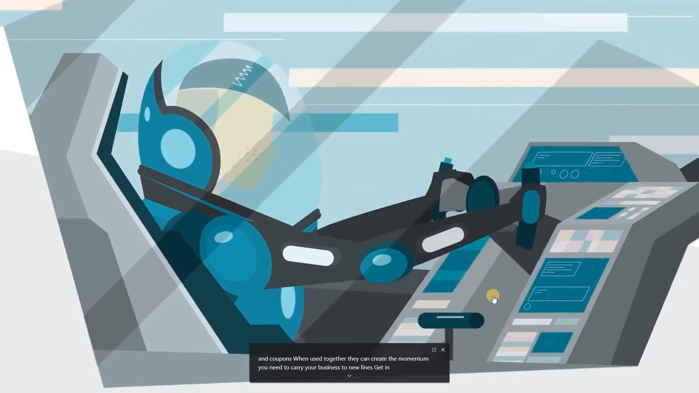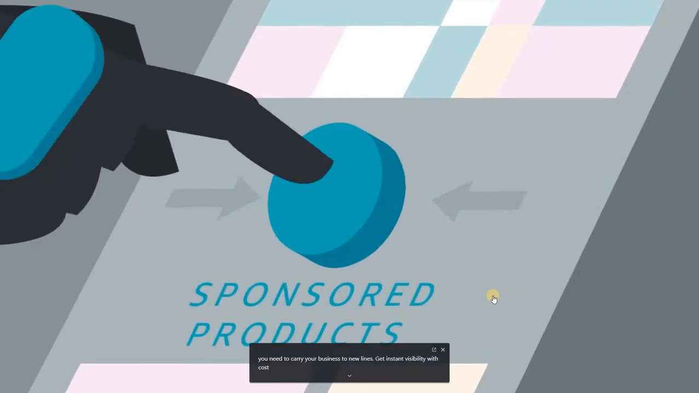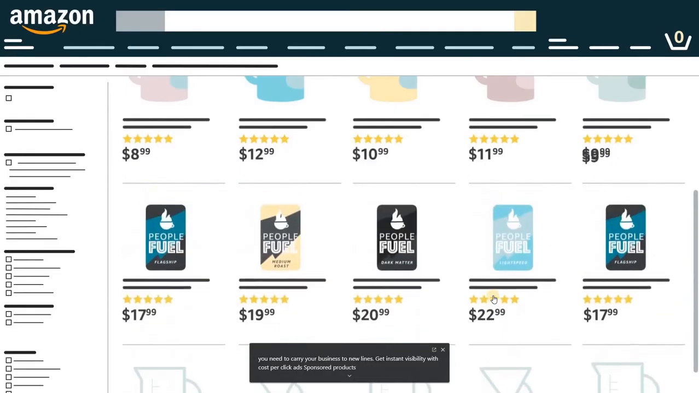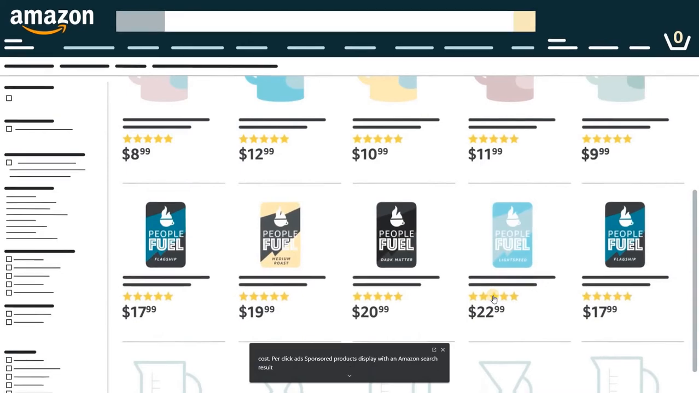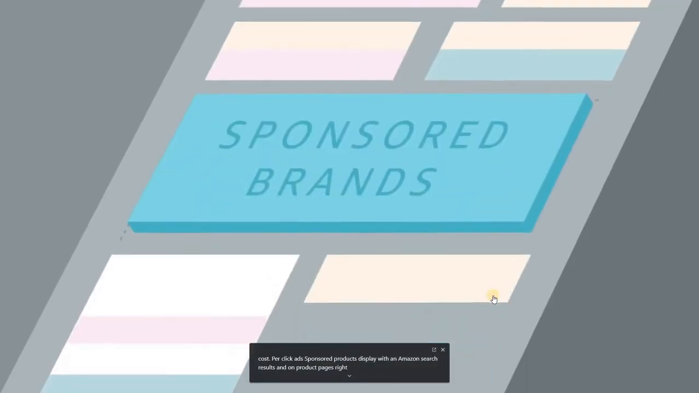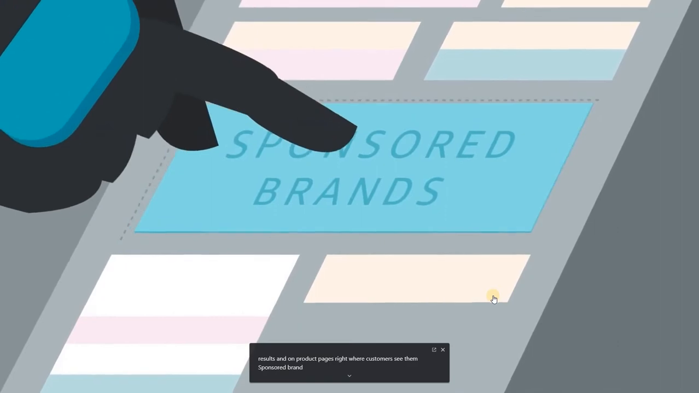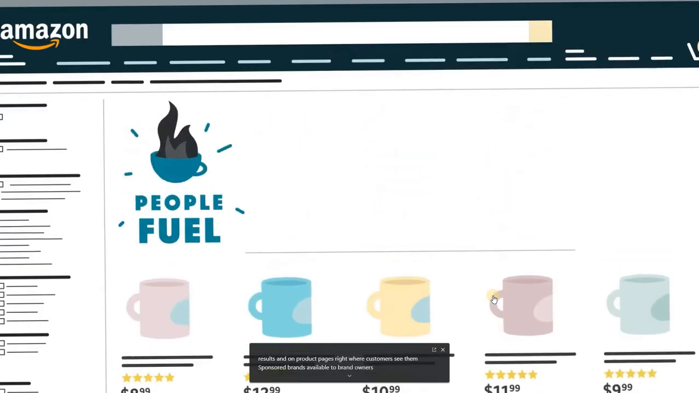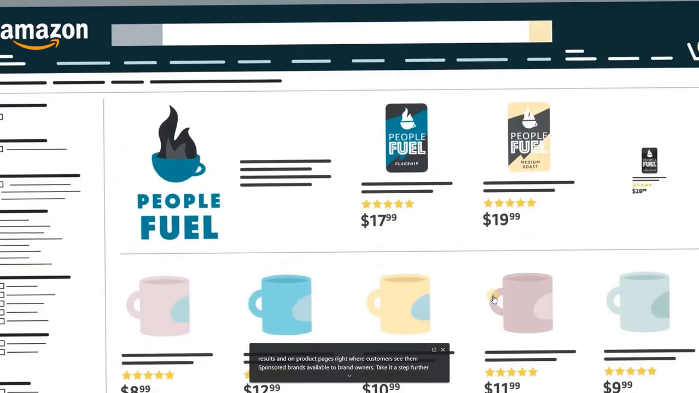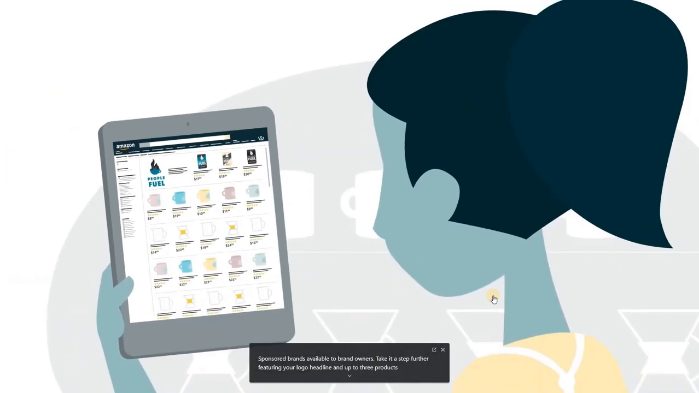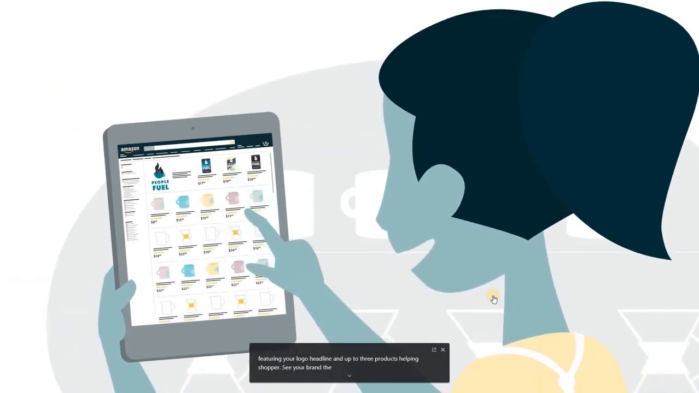Get instant visibility with cost-per-click ads. Sponsored products display within Amazon search results and on product pages, right where customers see them. Sponsored brands, available to brand owners, take it a step further, featuring your logo, headline, and up to 3 products, helping shoppers see your brand the way you want it to be seen.